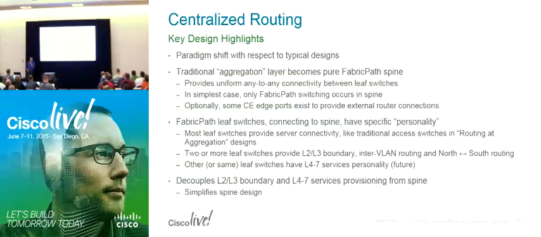So some of the highlights here, it's a little bit of a paradigm shift when compared to the classical traditional designs. And traditional aggregation layer now becomes pure FabricPath switch. All it does, it just forwards traffic from one place to the other based on the switch ID. And in the simplest case, it doesn't even look at MAC addresses at all. It only looks at the source switch, destination switch ID. And by the way, spines and every other FabricPath node in the network looks at the source switch ID. And there is a reason for that.